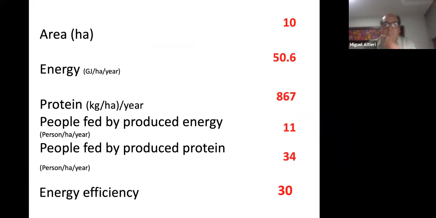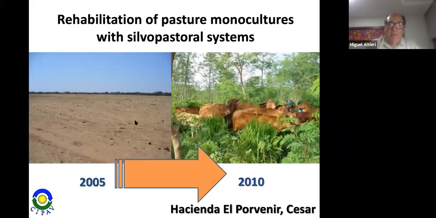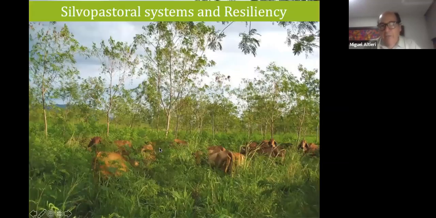And then there are many examples also with tropical pastures in Colombia, transforming these monocultures of grasses that are very susceptible to drought into silvopastoral systems. So the idea is that you have this system where you have grasses, you have shrubs of leucaena and other species, some trees, some of them are leucaena, but some others are other tree species that provide shade.